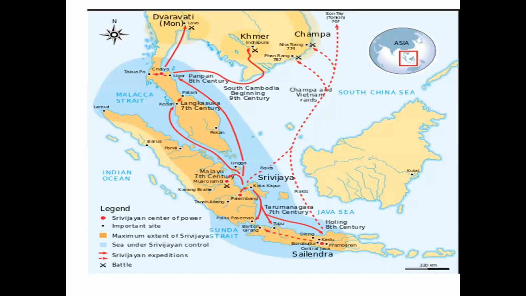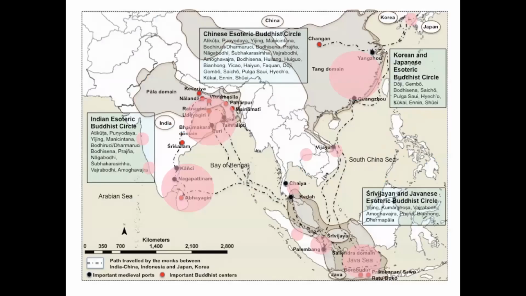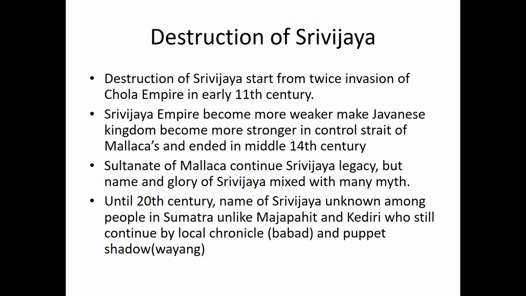So this is the highlight of Srivijaya, the Srivijaya area. Next slide. And this is Srivijaya and Buddhist learning in Asia. If you see in Sumatra, there is the Srivijaya area there. Next. So this is the destruction of Srivijaya.